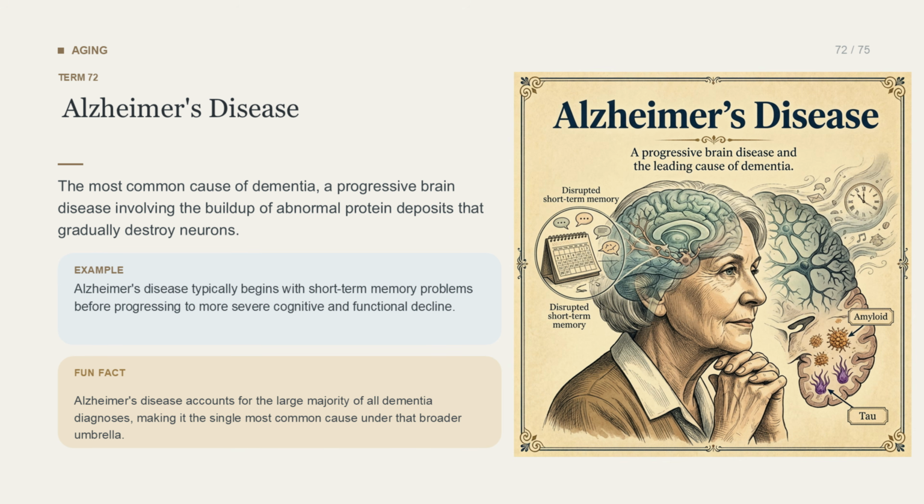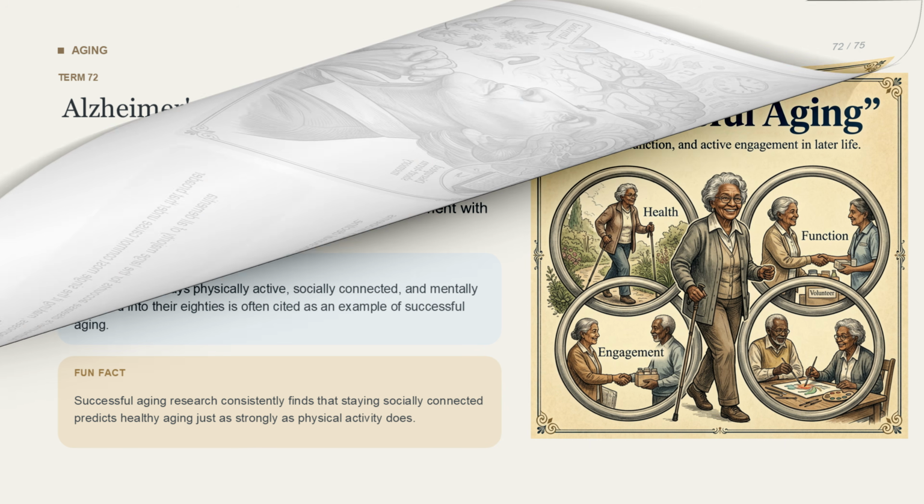72. Alzheimer's disease. Alzheimer's disease is the most common cause of dementia, a progressive brain disease involving the buildup of abnormal protein deposits that gradually destroy neurons. A simple example is this. Alzheimer's disease typically begins with short-term memory problems before progressing to more severe cognitive and functional decline.